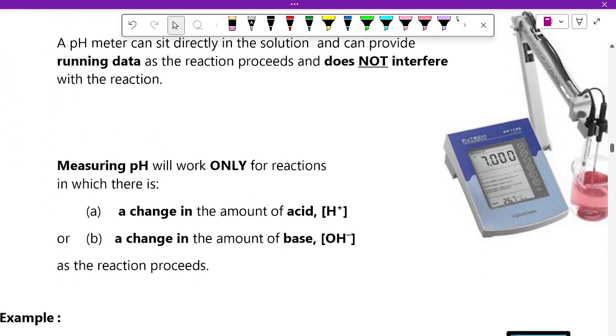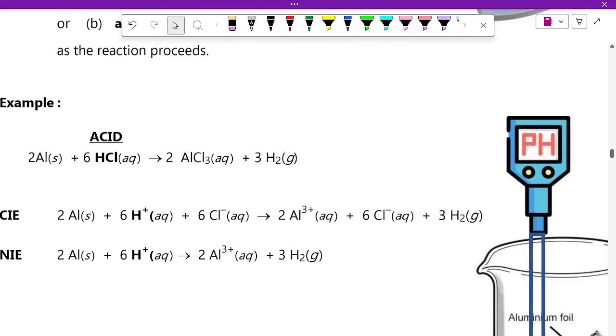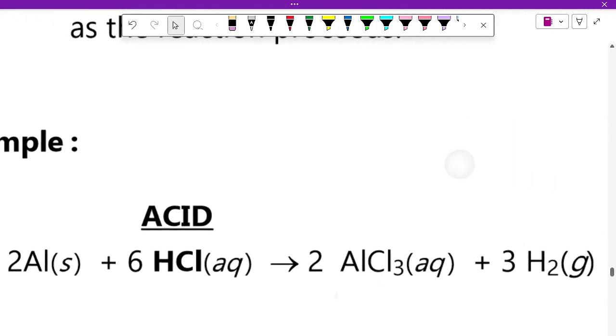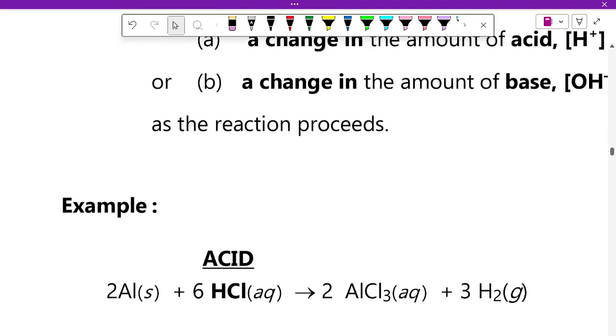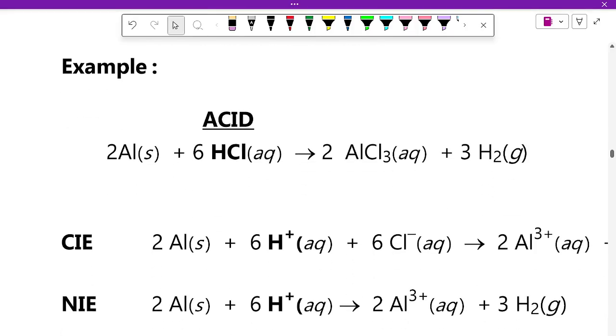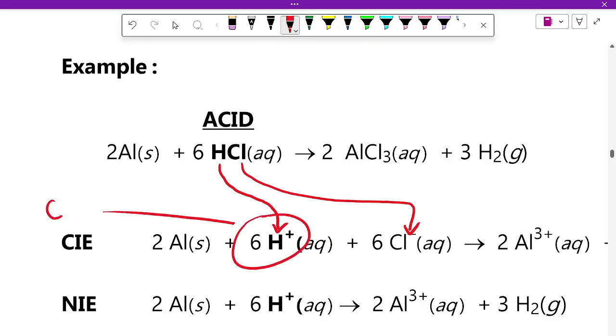pH is only going to work if you have an acid or a base. So if we have a reaction where we have aluminum plus hydrochloric acid gives AlCl3 plus H2, if we write our complete ionic equation, the hydrogen is there. If you have an H plus ion in your equation, you can use a pH meter.